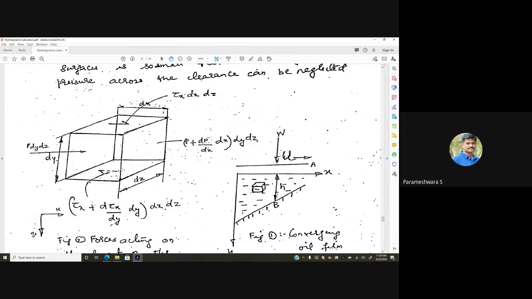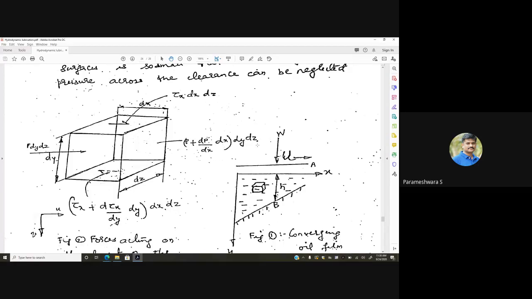The force is pressure into area. Area in this case is dy into dz, length into breadth. This is a rectangle on one side. So force is pressure into area, that is P into dy into dz. Similarly, the fluid on the other side will have a pressure of P plus dP by dx into dx, acting on dy dz.